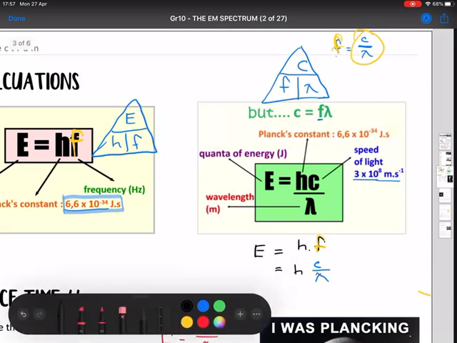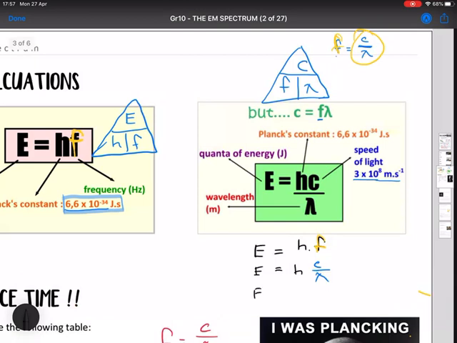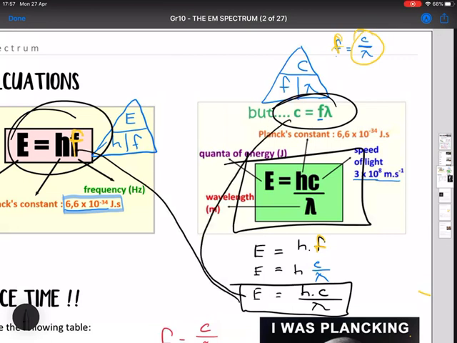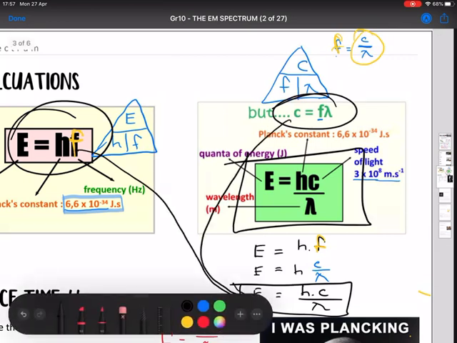And so we can then say that energy is equal to h, Planck's constant, times speed of light over wavelength. And that's then the same as that formula up there. So that's where they come from. It's mixing up this formula with that formula. So if you combine both of those, you're going to get that formula.